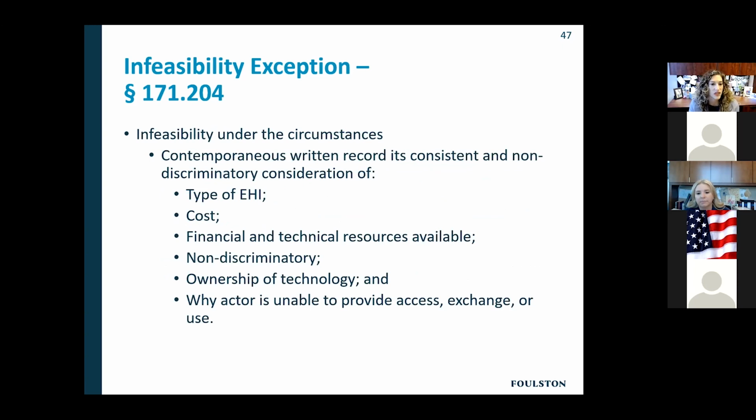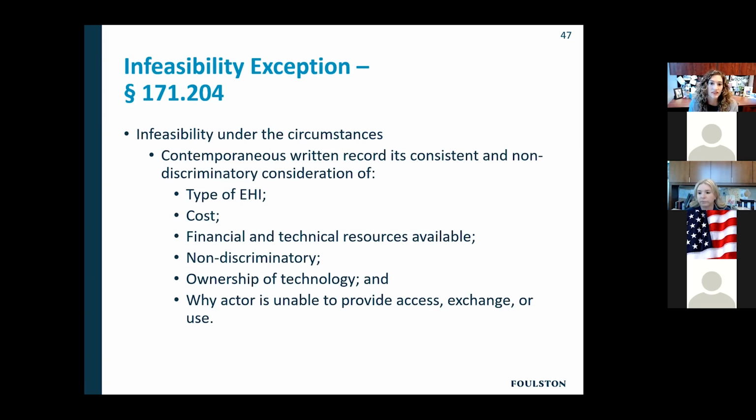But again, we can't just say, we think this is kind of infeasible, we don't like it, so therefore it's infeasible under the circumstances. There are items that you must meet to invoke this particular part of the exception. So you have to have a contemporaneous written record. So again, your documentation, we cannot emphasize enough documentation if you're going to deny a request for access, because it's much easier to remember now and with a contemporaneous written record than it is a year or two down the road once they finally get into the investigation of it. And the infeasibility under the circumstances has to be applied in a consistent and non-discriminatory manner.